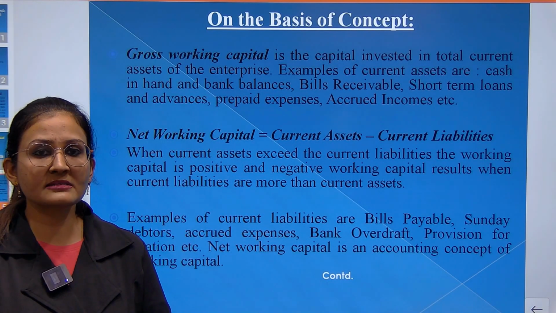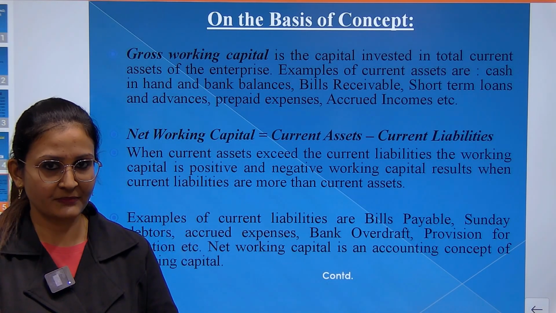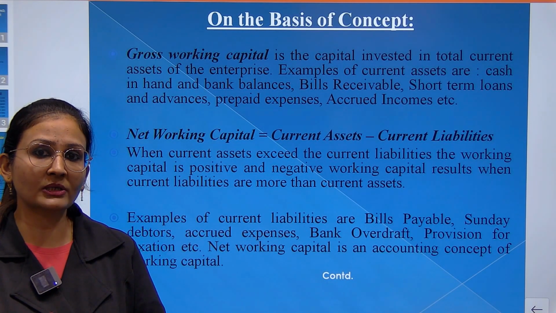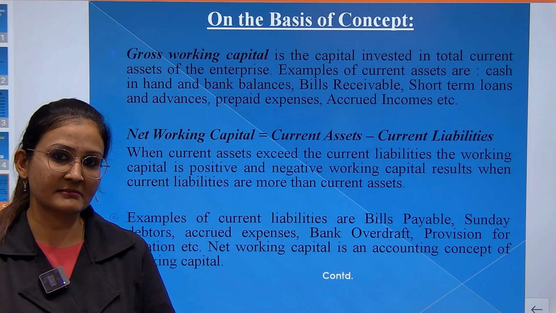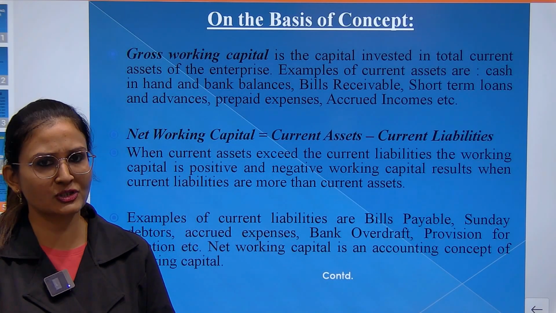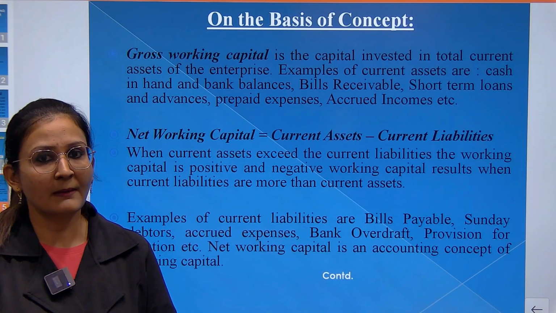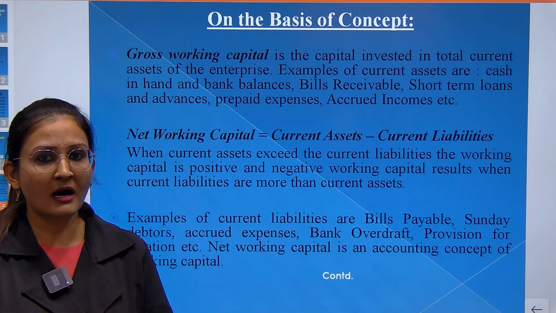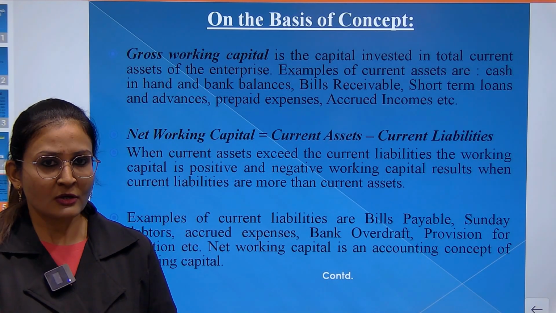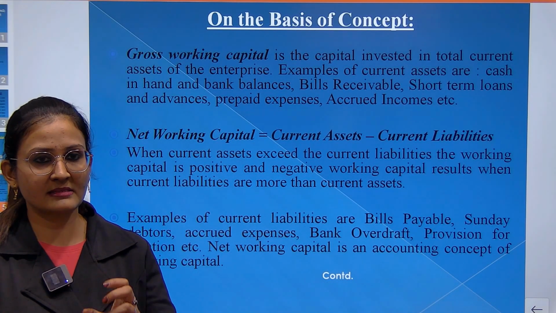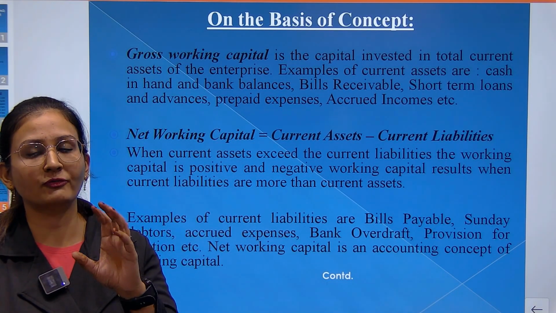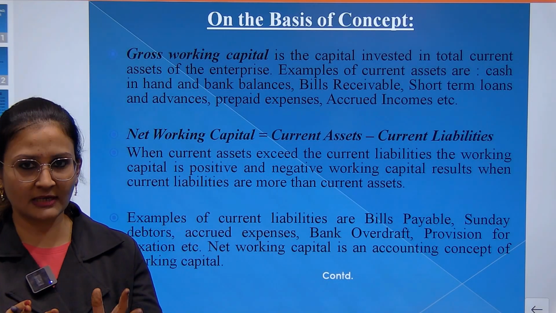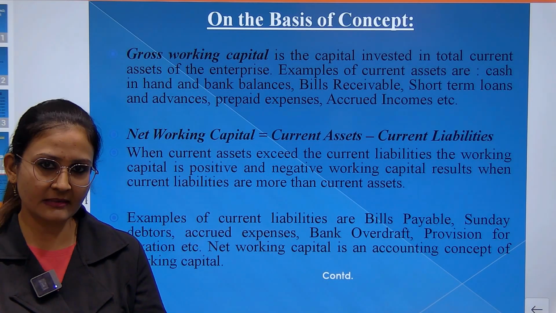The first one is gross working capital. What is gross working capital? It is the capital that is invested in total current assets of the enterprise. Examples of current assets are cash in hand or cash at bank, bills receivable, short-term loans and advances, prepaid expenses, accrued incomes, etc. So gross working capital is the total value of your current assets. When you calculate the total value of your current assets, you will get gross working capital.